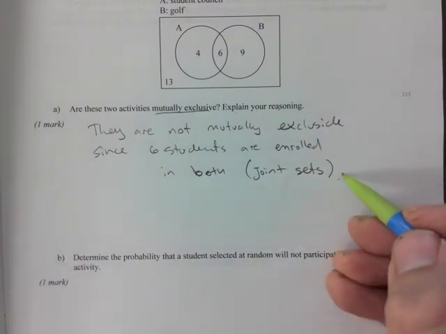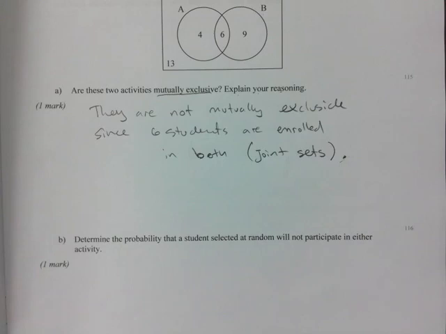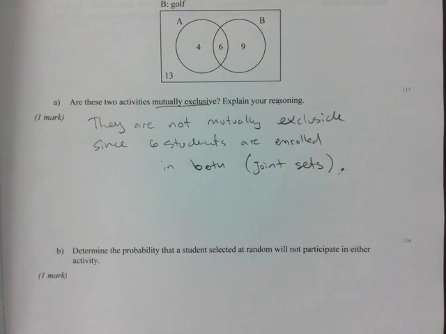If you want to put that down, that doesn't hurt, as long as you don't contradict. Determine the probability that a student selected at random will not participate in either activity. Probability, please make note of that. Right?